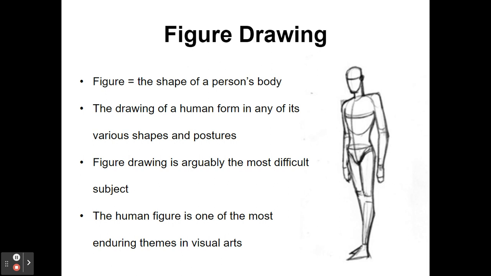We're going to start by learning about figure drawing. The figure is another word for the shape of a human's body. The drawing of the human form in any of its various shapes and poses or postures is what we're focusing on for the activity of this unit. Drawing is arguably the most difficult subject, and the human figure is one of the most enduring themes in visual arts. In other words, it's consistent over time. It's used over and over to convey meaning, tell a story, and invoke emotion.